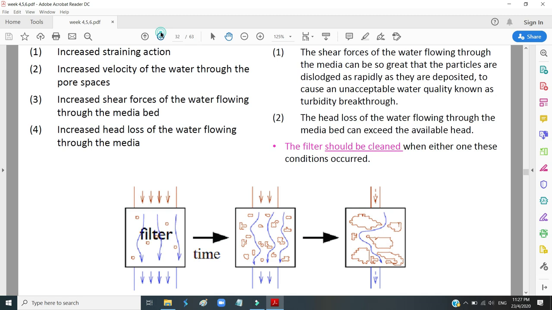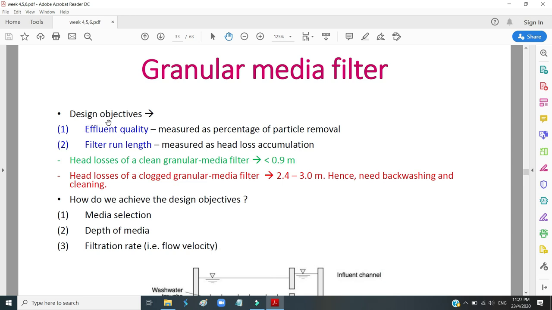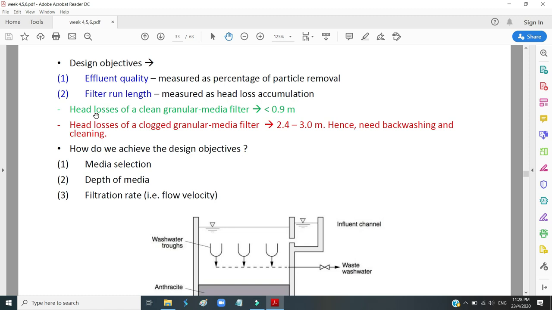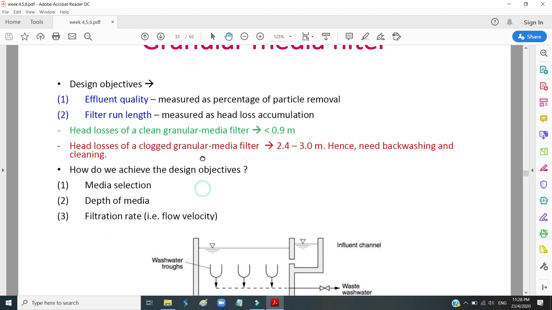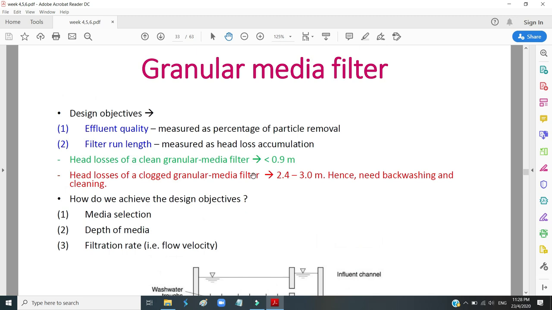Okay, granular media filter. They have two objectives. First one is effluent quality, measured as a percentage of particles removed. The second one is filter run length, measured as head loss accumulation. So you want to know what percentage of particles is removed, and also the head loss accumulation. The head loss of a clean granular media filter is smaller than 0.9 meter. The head loss of a clogged filter, which has run for a long time, is 2.4 to 3 meter. So it needs backwashing and cleaning. So when we know it's 2.4 to 3 meter, we know that we need to do something. Action speaks louder than words.